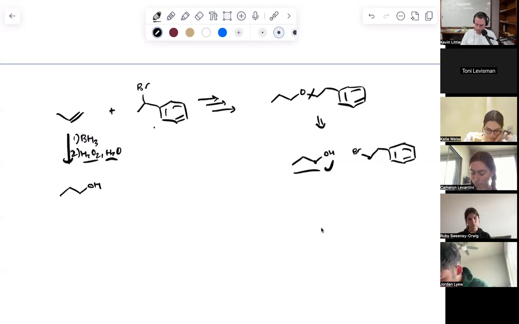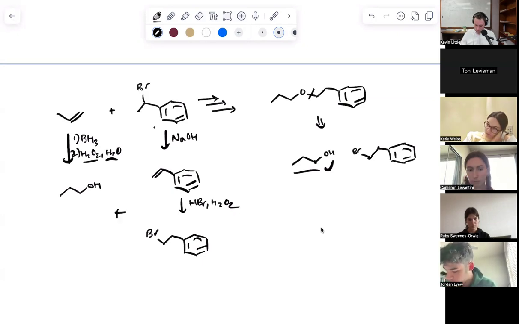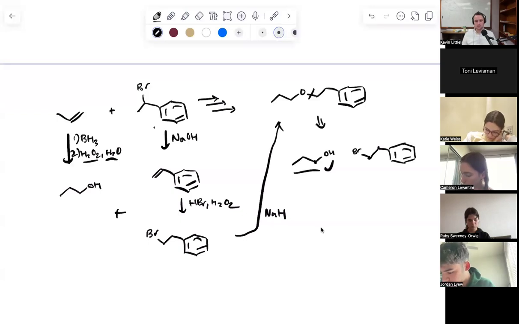Then I need to move the bromine from one carbon to the other. So I've got to eliminate it. It doesn't matter what I use here. Then again, I need to do the anti-Markovnikov Br addition. So it's HBr, H2O2 to give me this. And these two things together, plus sodium hydride, get me that final product.